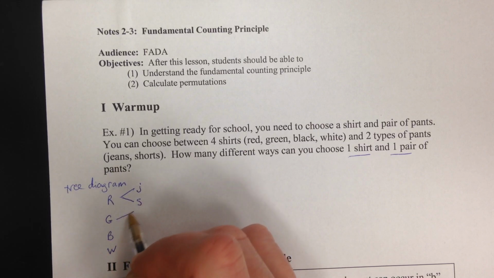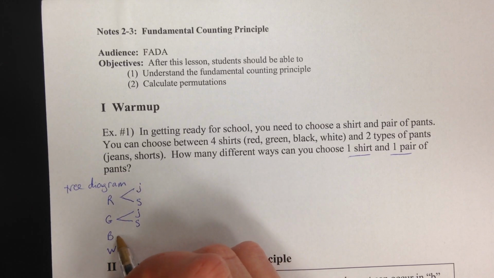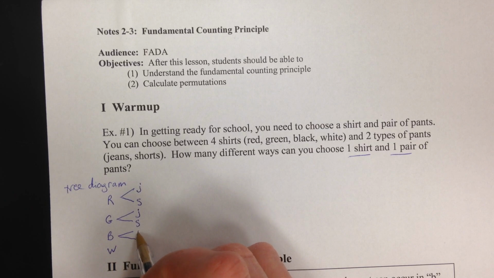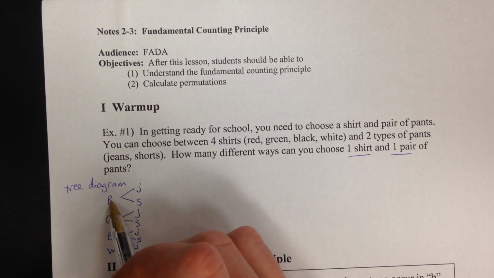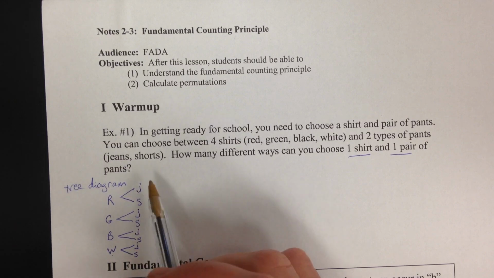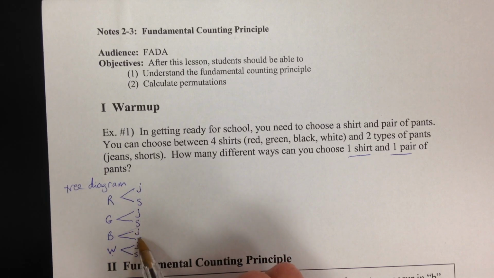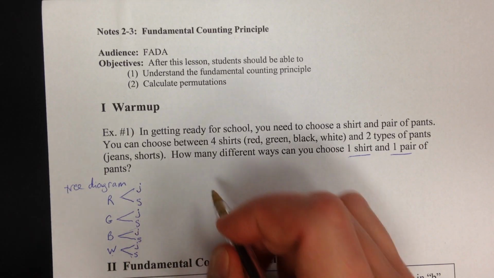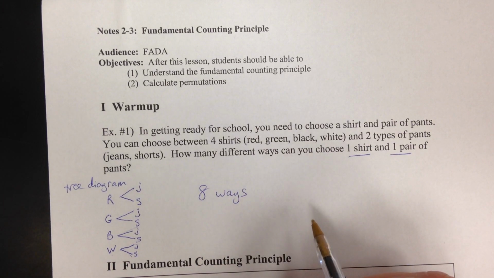If I pick a green shirt, then I can still go jeans or shorts. If I take a black shirt, I can do black and jeans or black and shorts. And then I can do white and jeans or white and shorts. So for each type of shirt, there are 2 types of pants that I can choose. So this is a total of 1, 2, 3, 4, 5, 6, 7, 8. 8 ways for us to choose 1 shirt and 1 pair of pants.